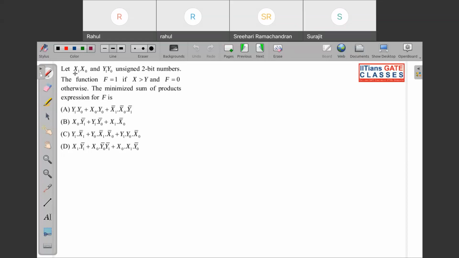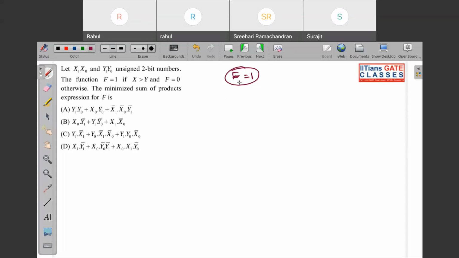So here it is given: let x1, x0 and y1, y0 be unsigned 2-bit numbers. Unsigned means that they are normal numbers, not in complemented form or in sign magnitude representation. The function f is equal to 1 if x is greater than y, and f is equal to 0 otherwise. The minimized sum of products expression for f is. So minimized SOP they are asking. SOP means whenever the function is 1, we get SOP.